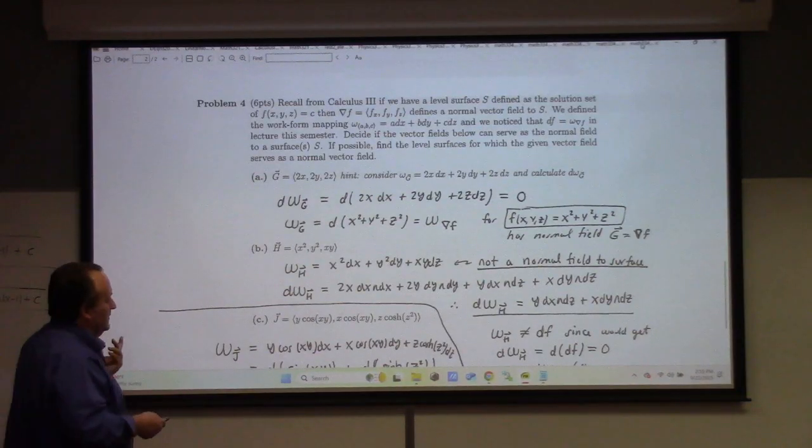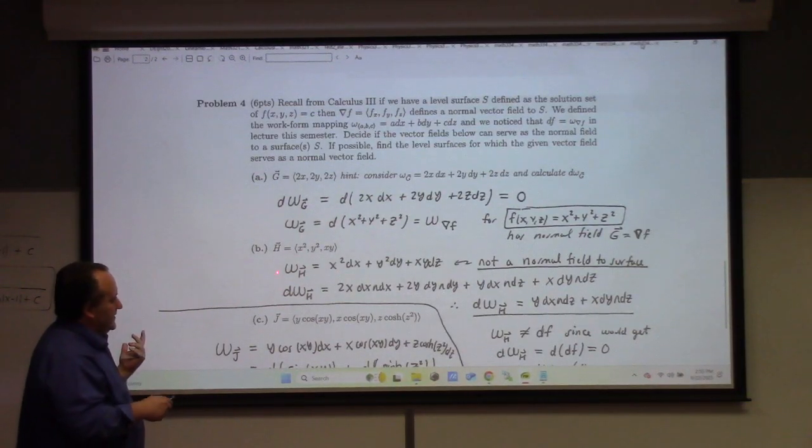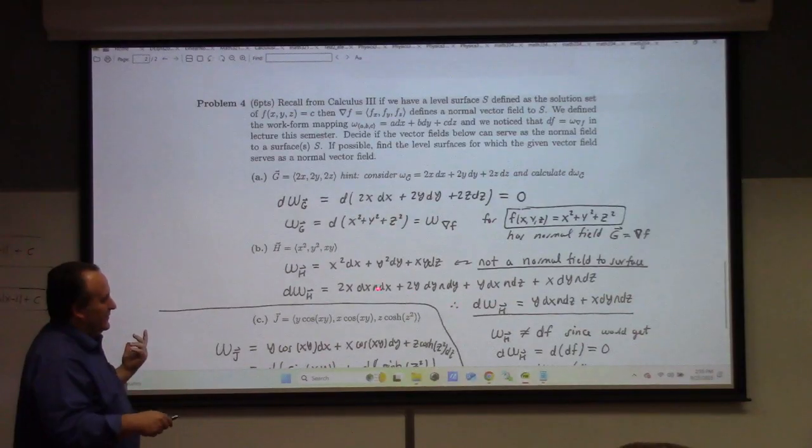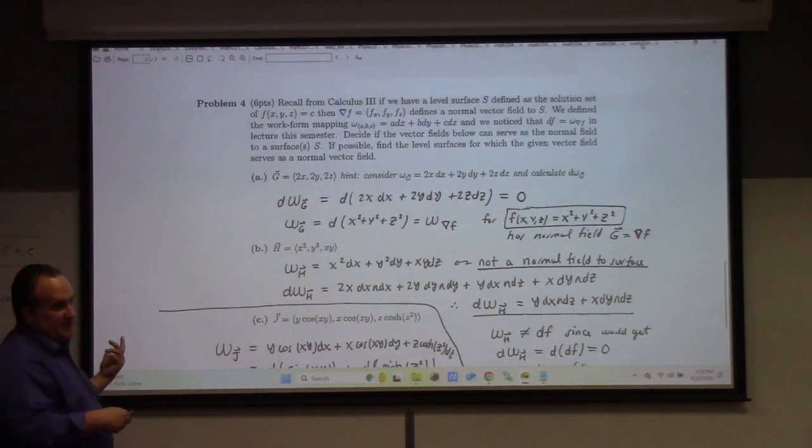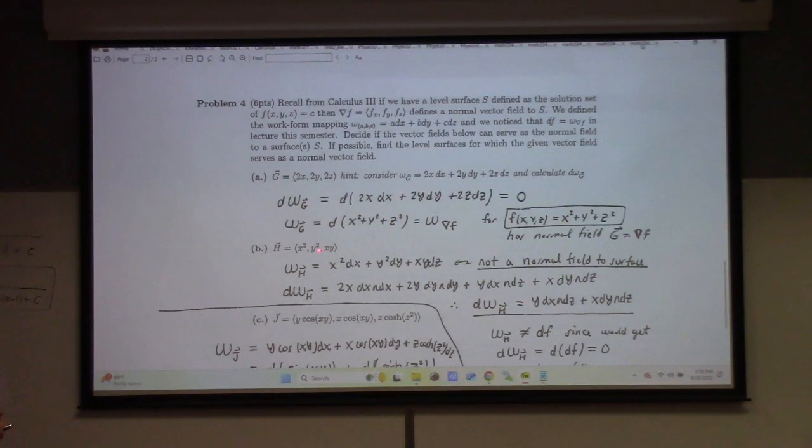I don't take a lot off, but I do want you to understand the distinction between these terms. And this one, on the other hand, after you calculate d omega for h, it's non-zero. Therefore, this can't be the normal field to some surface, because h is not the gradient of some function.